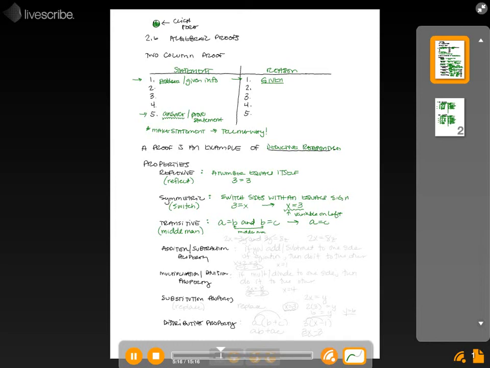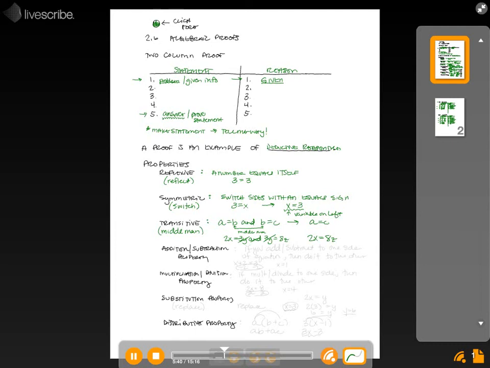Here's an example. If I know that 2x equals 3y and 3y equals 8z, then I can just get rid of all that stuff in the middle, and I can say 2x equals 8z. Now this is another one. You're not really going to use this today. It'll be more important when we get to geometric proofs.